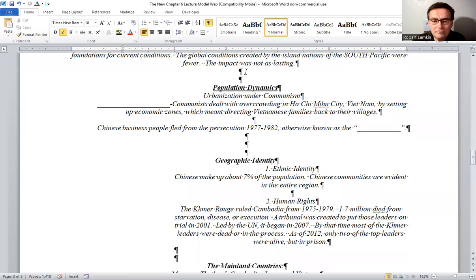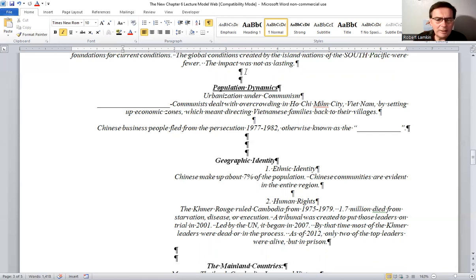Population dynamics. Population distribution maps and visuals are over on page 276. I would again advise you, whether you're a visual type or not, to take a look at those things.